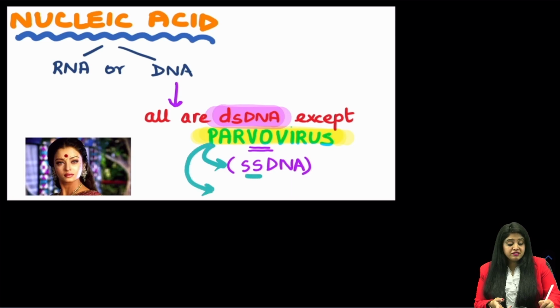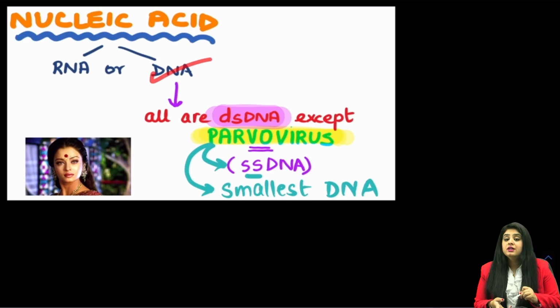She's the only single-stranded DNA. And you know one more very, very sad thing about parvovirus? This is the smallest DNA virus that we have. So repeating, Paro is left alone and small, that is single-stranded, and the smallest DNA virus, that is for parvovirus.